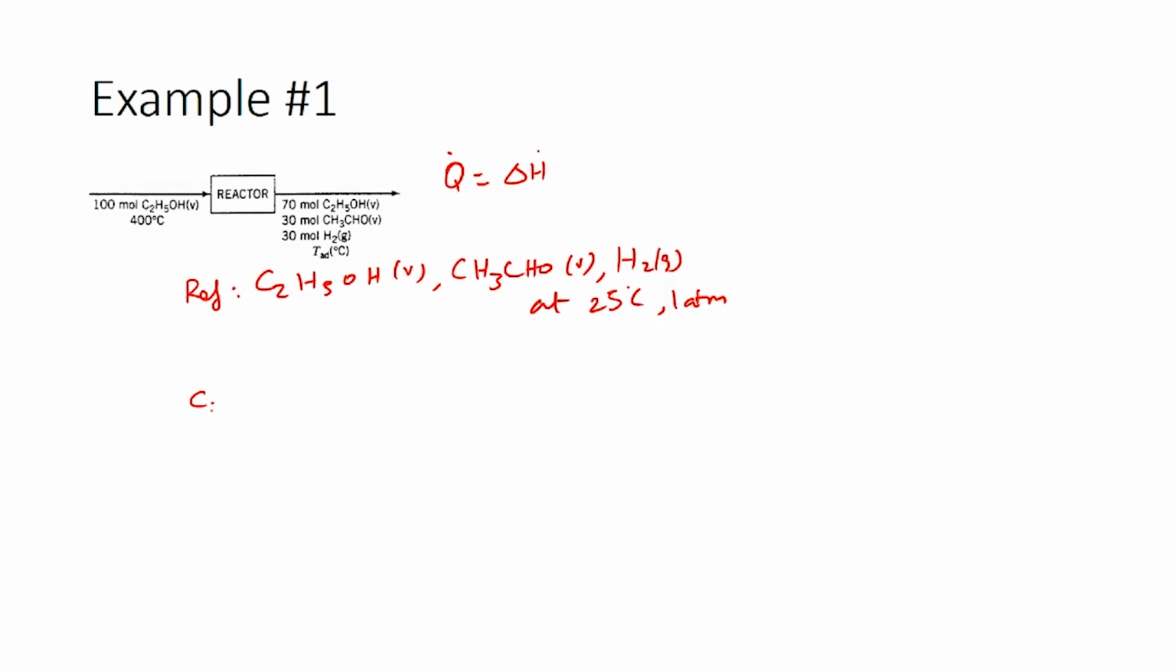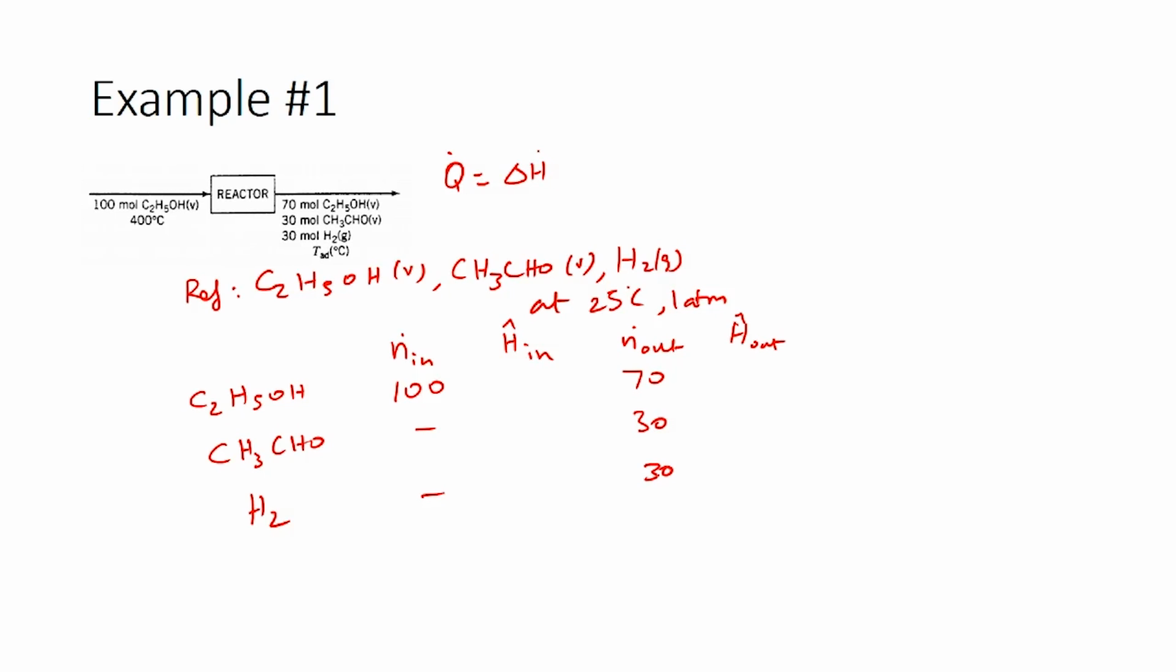So, you would have C2H5OH and CH3CHO and hydrogen. So, you have, let us say, N in dot, H cap in, N out dot and H cap out. So, the number of moles of ethanol coming in is 100. You do not have acetaldehyde and hydrogen entering. You have 70 moles of ethanol leaving and 30 moles of acetaldehyde and hydrogen leaving each.